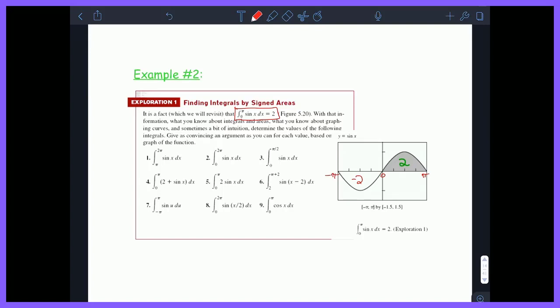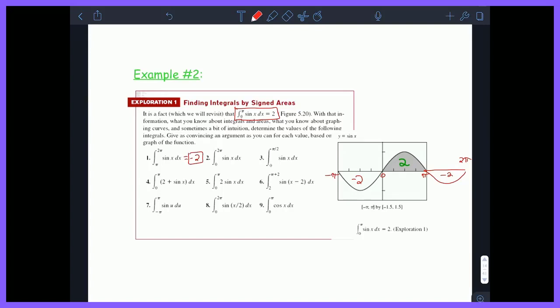So the first question says to take the integral from pi to 2 pi of sine x dx. So if I extend my curve down to here to 2 pi, I know that this region is -2 as well. So just from pi to 2 pi would just be that -2. So the answer there would be -2. So we'll put a square around it.